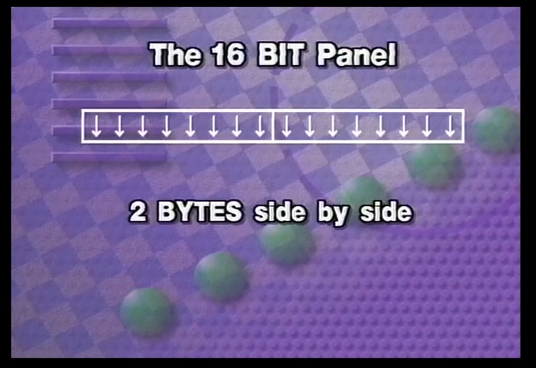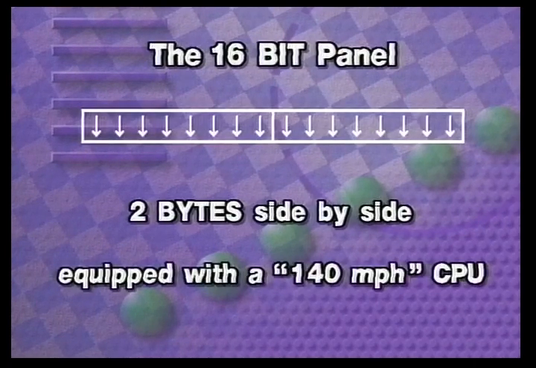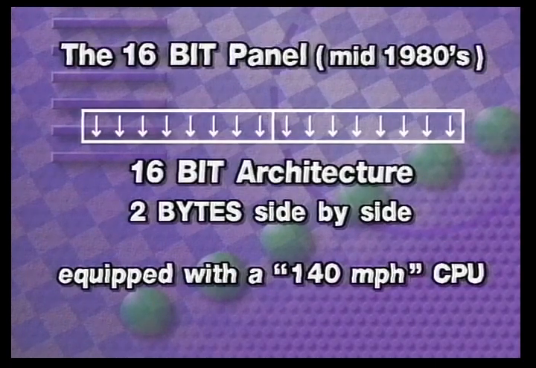And they not only did that, they also were able to re-engineer the CPU or the microprocessor to be twice as fast. So the highway sped up to 140 miles an hour. Now, does that look like they're going to move more stuff through the computer? Okay, so this new architecture that came along in the mid-1980s was called 16-bit architecture. And the obvious advantage of it was twofold.